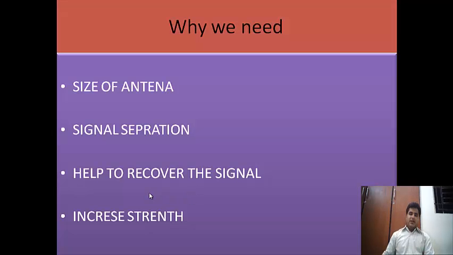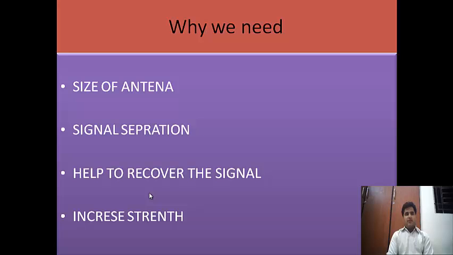The first point is why we need modulation. First is the size of the antenna. For the size of the antenna we calculate lambda equals c by f, which means the size of the antenna is inversely proportional to the frequency. If we take a normal signal like 20 kilohertz, the antenna for transmitting that signal should be 5 km. I think it is impossible to make a 5 km antenna for transmitting the signal from sender to receiver. So that's why we use modulation.